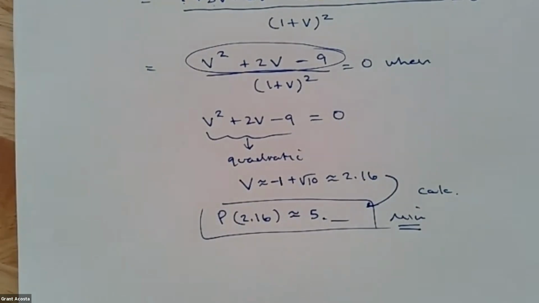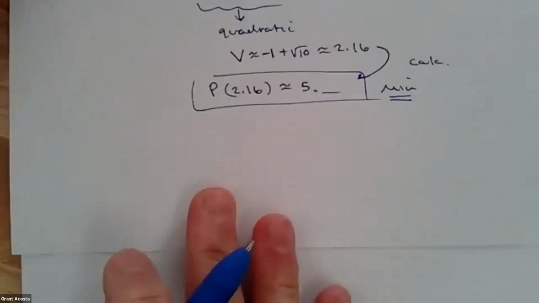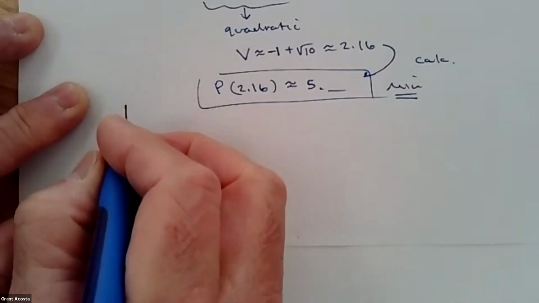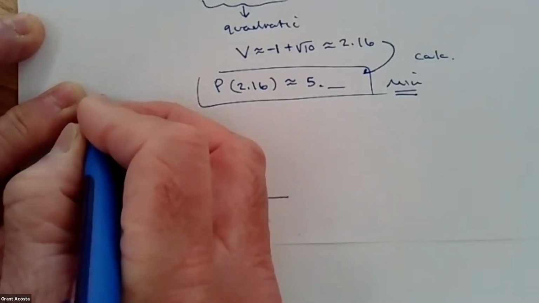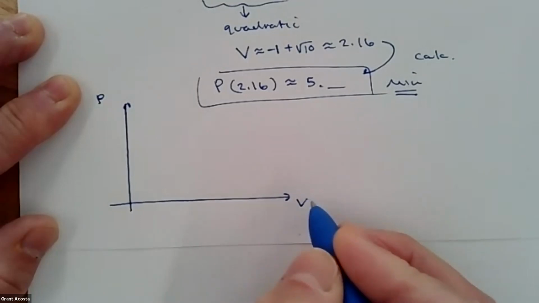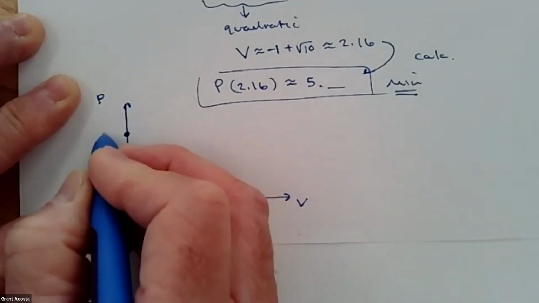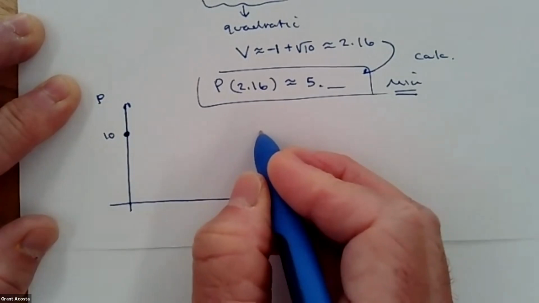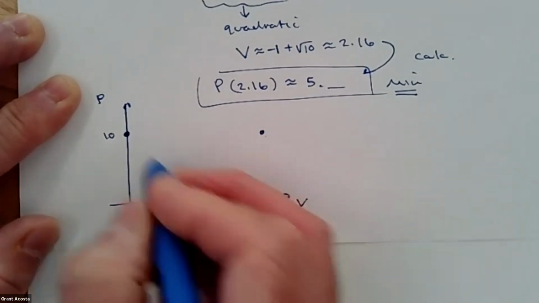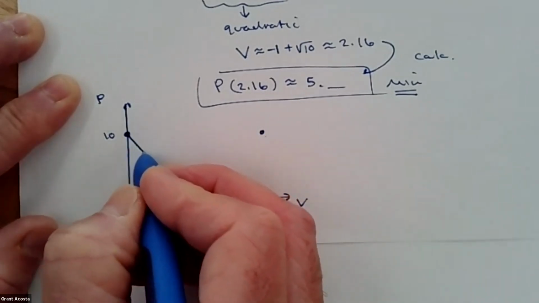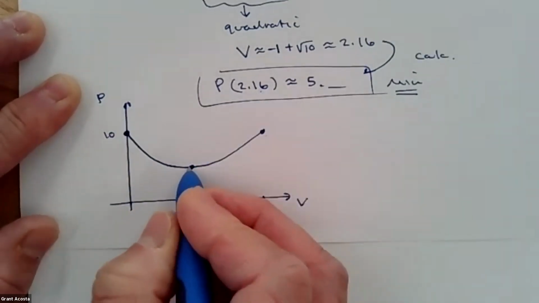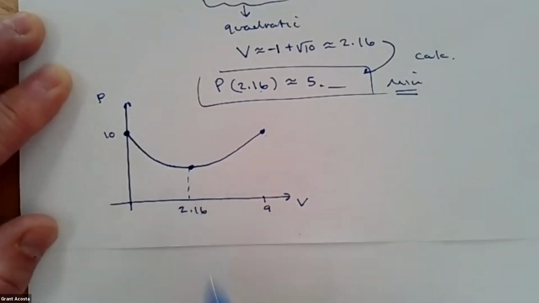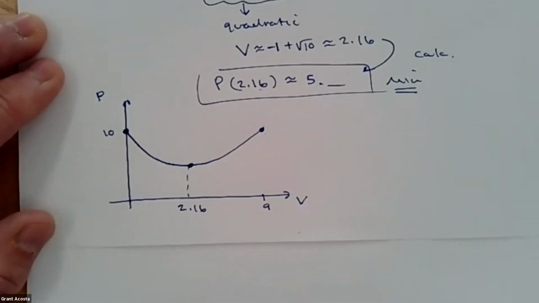But what I think is really hopefully interesting to you is to think about why this happened. If you actually graph the population size as a function of the virulence, we saw that it had a value of 10 when v was 0, and it also had a value of 10 when v was 9. But the graph dips down like this and then comes back up. So this minimum is happening when v is about 2.16. Why does that make sense?